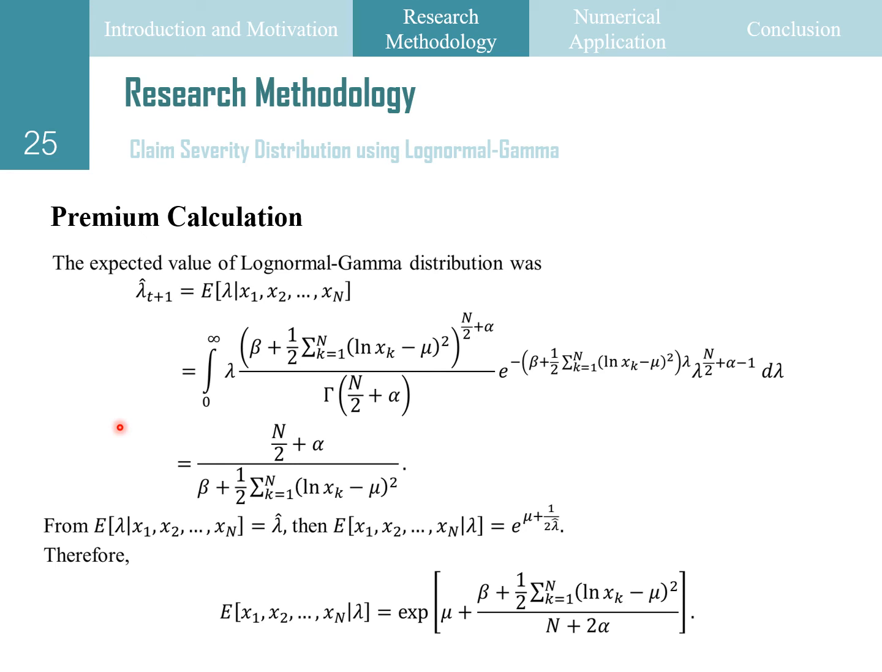For claim severity distribution, I use the net premium principle for computing the premium, similar to the claim frequency distribution. The expected value of log-normal gamma distribution is like this. The expectation of lambda given x1, x2 to xn is equal to lambda hat. Then the expectation of x1, x2 to xn given lambda is equal to like this. So the expected value of log-normal gamma distribution is equal to this equation.